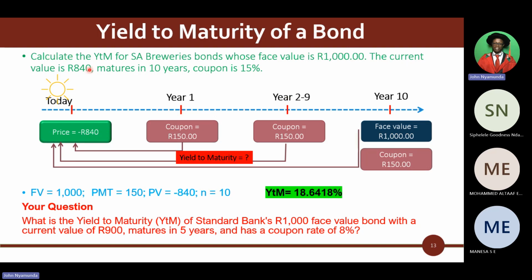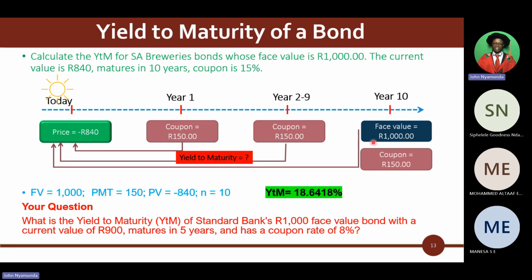So let's do this. Calculate the yield to maturity for SA Breweries whose face value is 1,000. The current value is 840. It matures in 10 years. The coupon is 15%. So the current price is 840. The coupon is 15% of 1,000, so it's 150 from year 1 up to year 10. At maturity, it's going to give you 1,000 in this coupon.